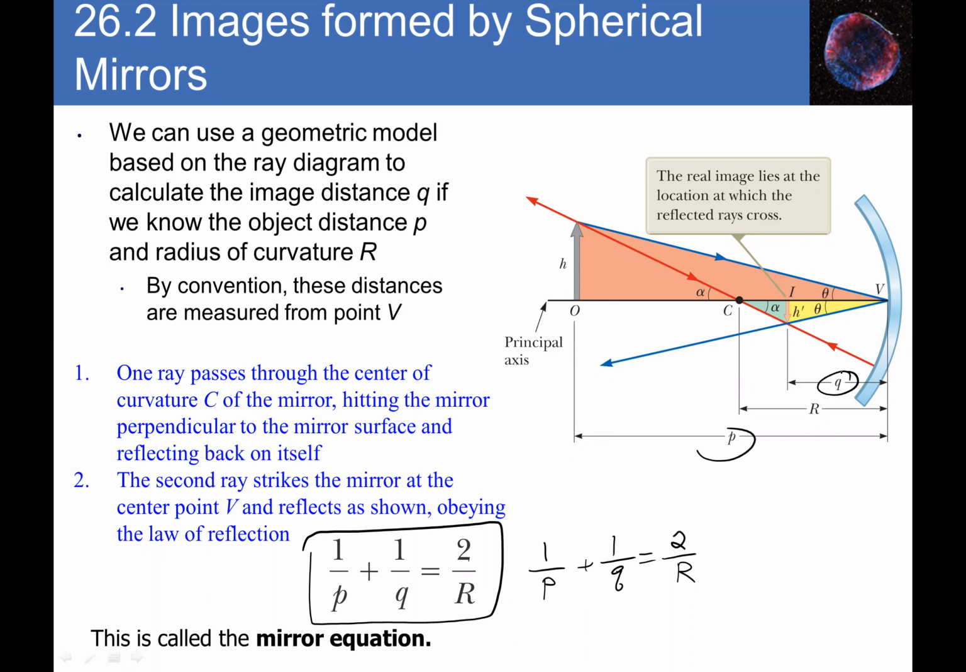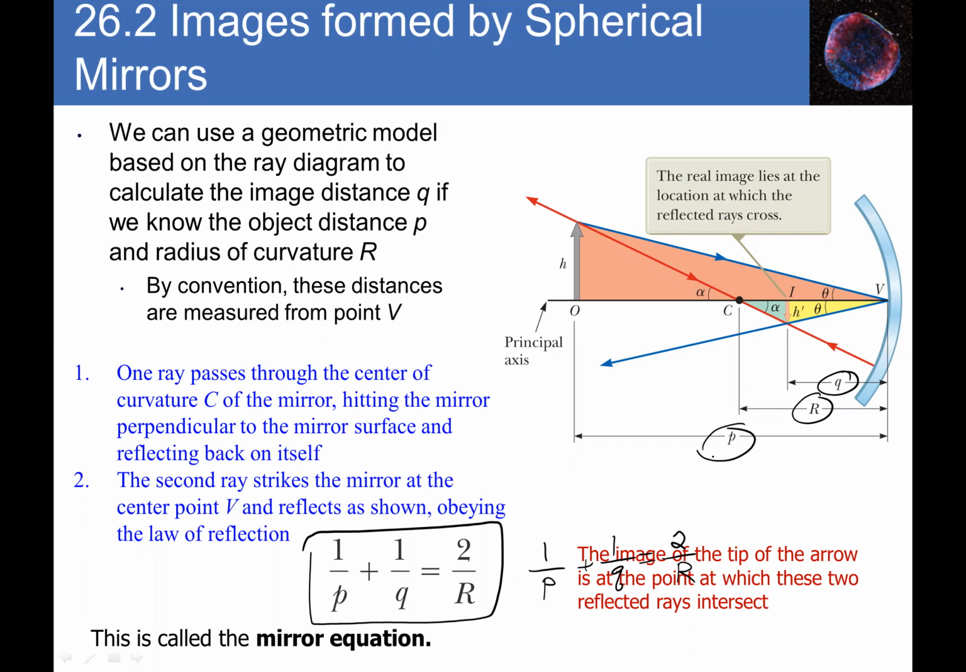Those quantities are basically the important thing, right? p, q, and r. That means: where is the object, where is the image, and where is the center of curvature of the mirror. So this mirror equation is the first version you can think of. We're going to see another one in a little bit.